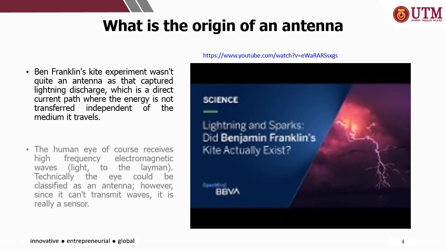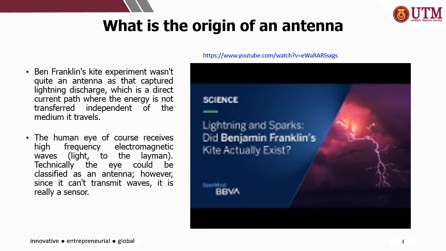And even the human eye is said to be classified as an antenna. However, it cannot transmit waves, so it is just a sensor. Okay, let's spend a few minutes on the Benjamin Franklin experiment regarding the electromagnetic wave.